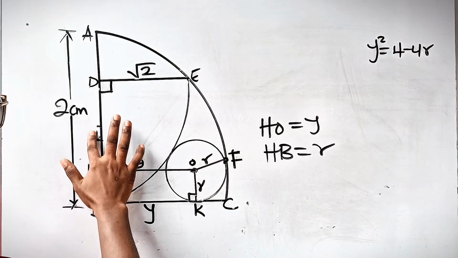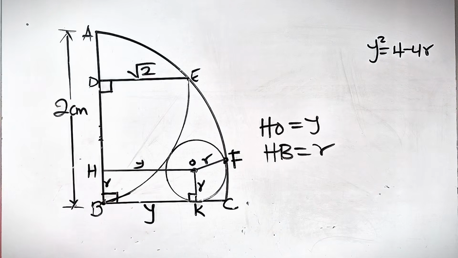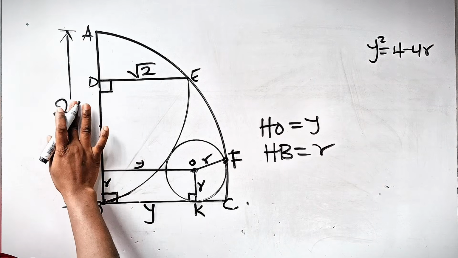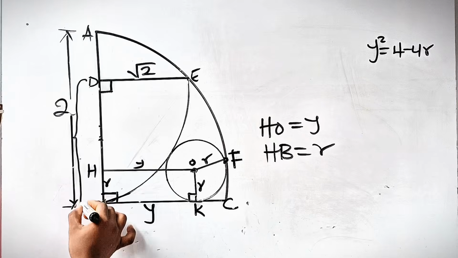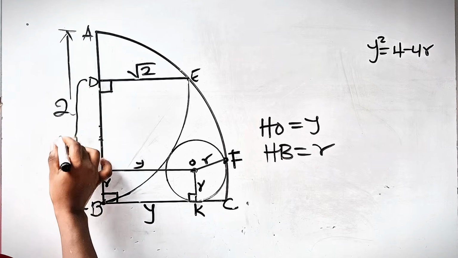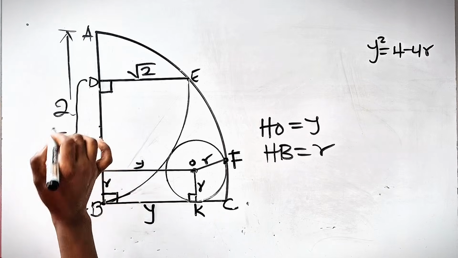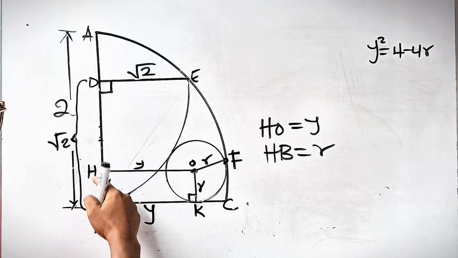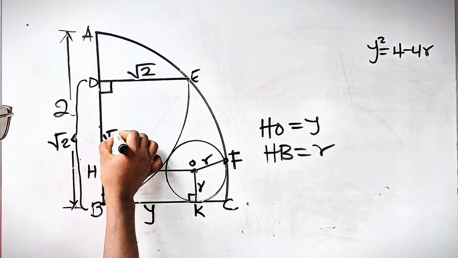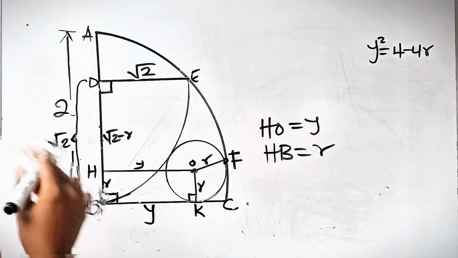So this root 2, I'm going to clean it now because this is for your DB. It is root 2 for your DB. Now DH will be root 2 minus R, this line.